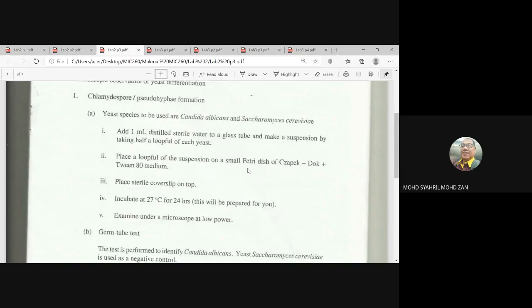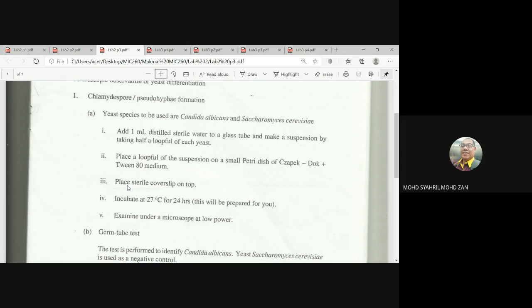So how the work's done? Add 1 ml of distilled sterile water to a glass tube and make a suspension by taking half a loop full of each yeast. Okay. And then place a loop full of a suspension on a small petri dish of Sabouraud dextrose agar plus Tween 80 medium. So Sabouraud dextrose agar plus Tween 80 ni dalam bekas dalam petri dish tu ada dia punya medium tersebut. So awak pakaikan, dia macam bakteria awak ambil loop, lepas tu awak dia strip je pada awak punya media ni.